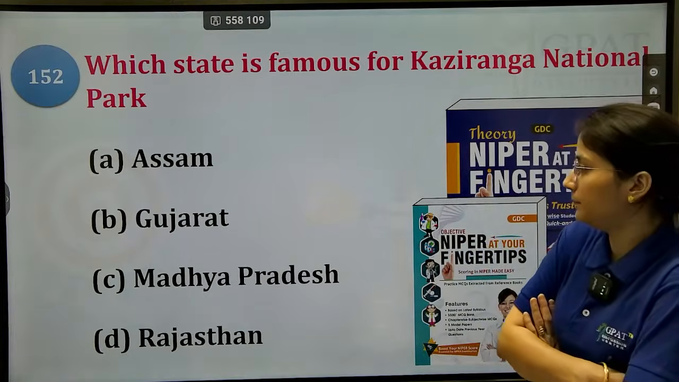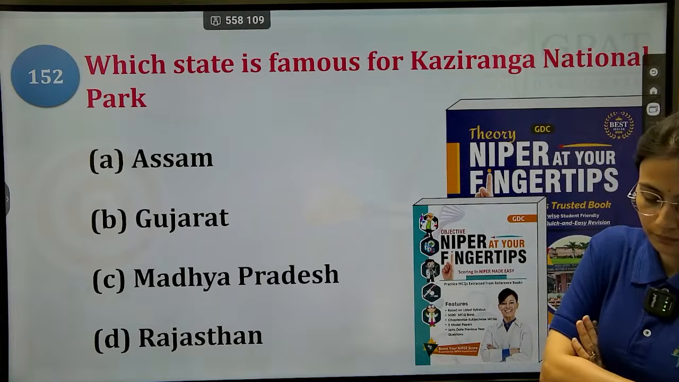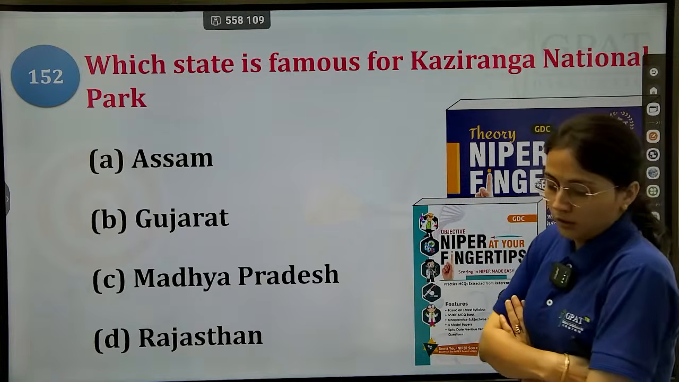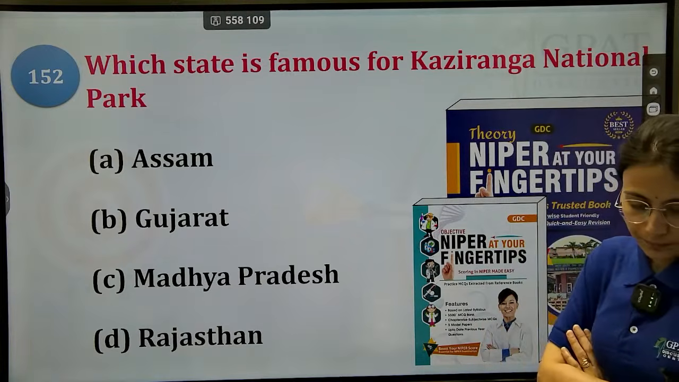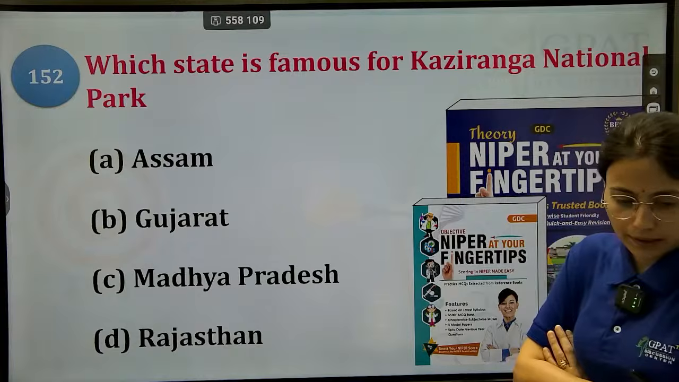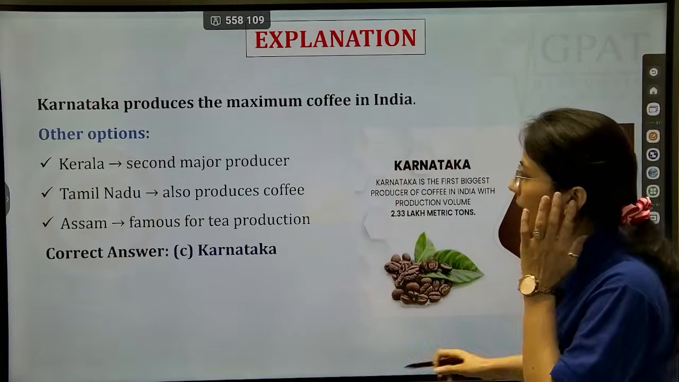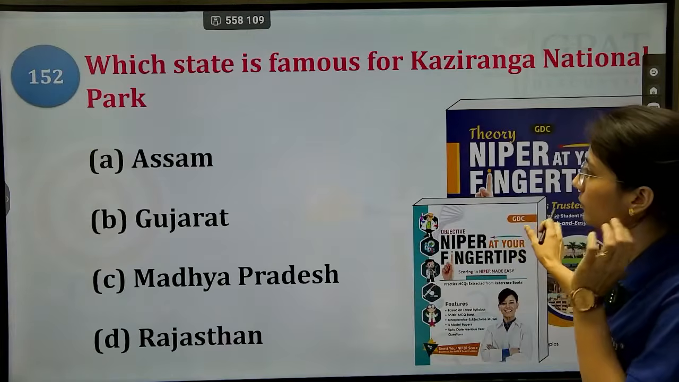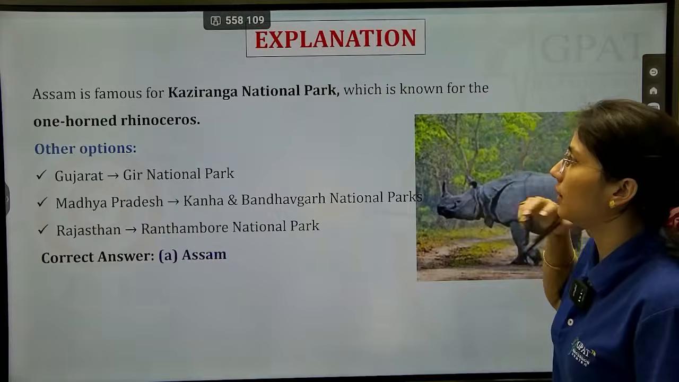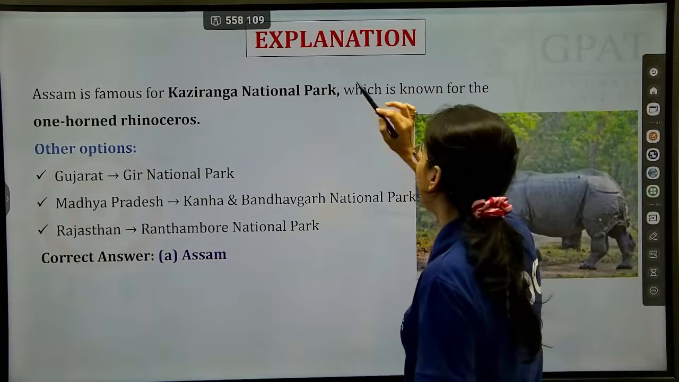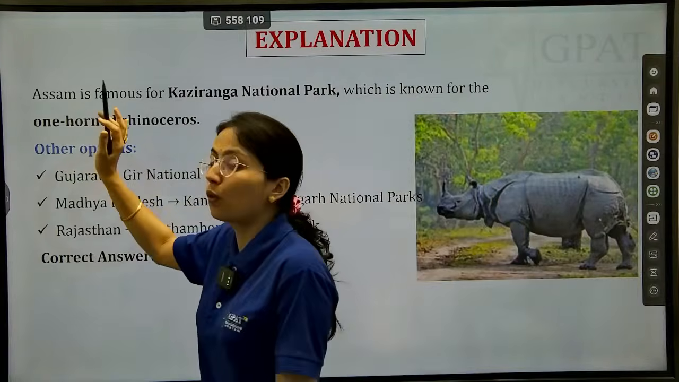That is Assam. That is option number A. Option number A is correct. That is Assam. Assam is famous for Kaziranga National Park, which is known for one-horned rhinoceros.